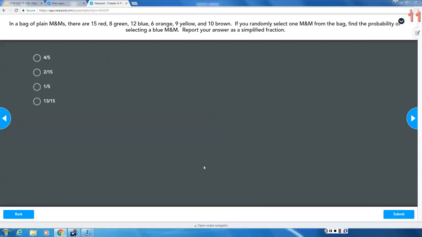You got a bag of M&Ms. Makes me hungry. Okay. Count up the total number of M&Ms. Find the probability of selecting a blue M&M. Like you're not going to just eat it no matter what the color is. And you may have to reduce it. You can reduce it in your calculator.